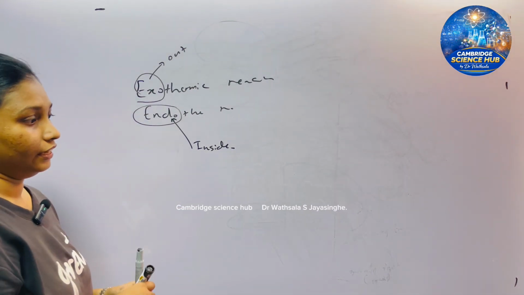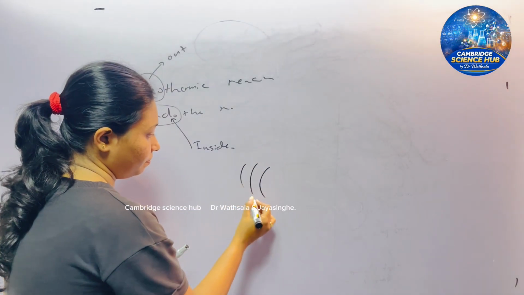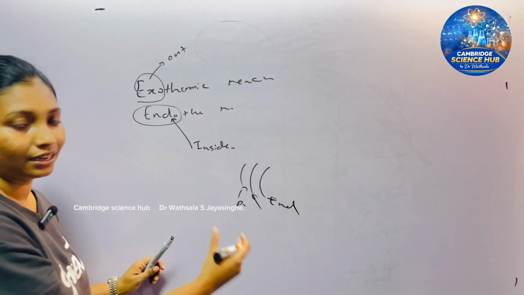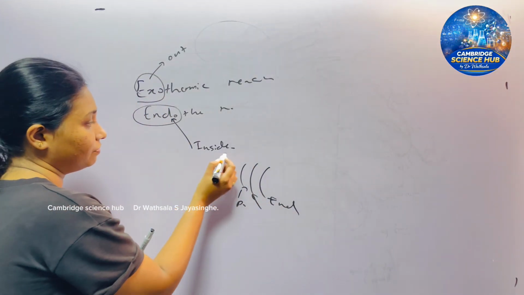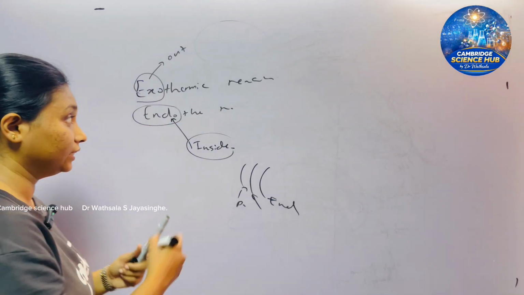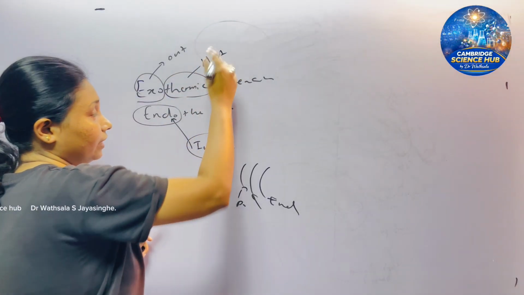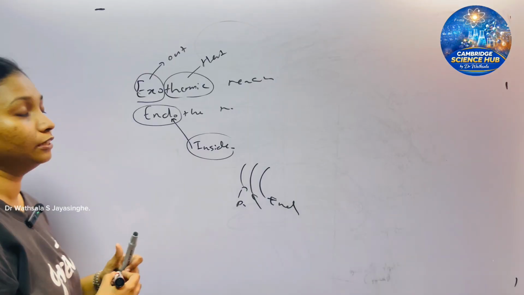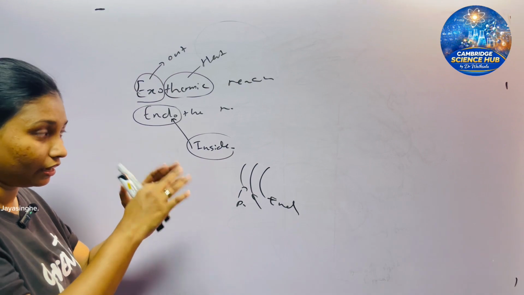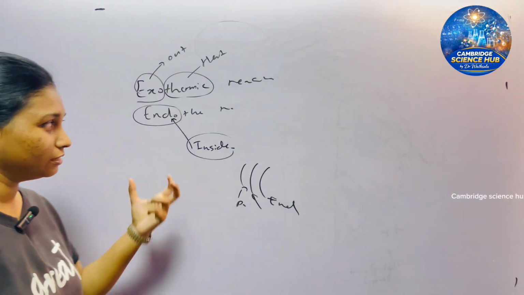Even when we studied about the uterus, can you remember perimetrium, myometrium, endometrium? Endometrium was the innermost layer. Likewise, if it is inside, the word is endo. If it is outside, the word is exo. Thermic means heat. If it releases heat outside, that is an exothermic reaction. If it takes the energy inside, that means the outside will become cool, that is known as an endothermic reaction. Clear? Those are the simple definitions.